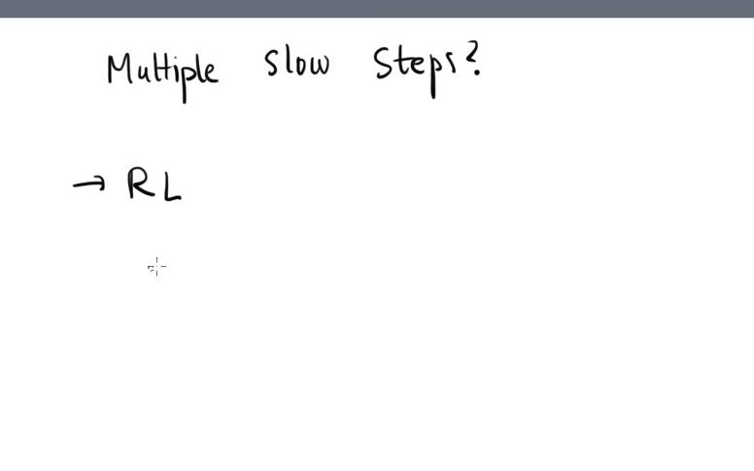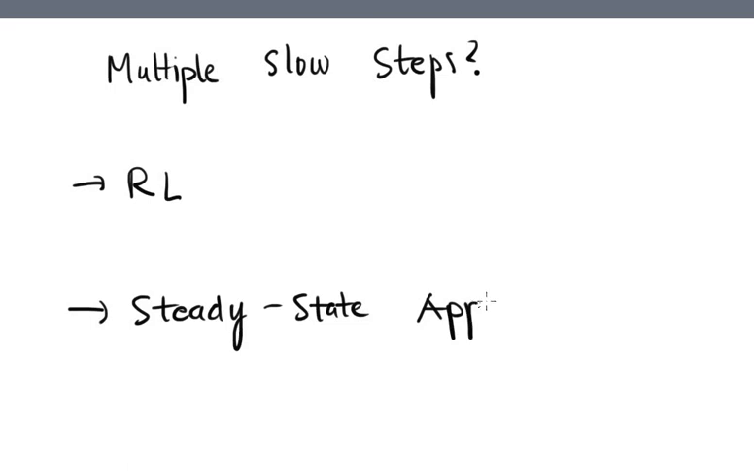Now a more advanced way to get this is something called the steady state approximation. It's a complex method of finding a rate law with multiple slow steps, and it's not going to be covered in AP, but the essential principle you have to use is that the rates of production and consumption of intermediates are the same, and that's how you approximate a rate law.